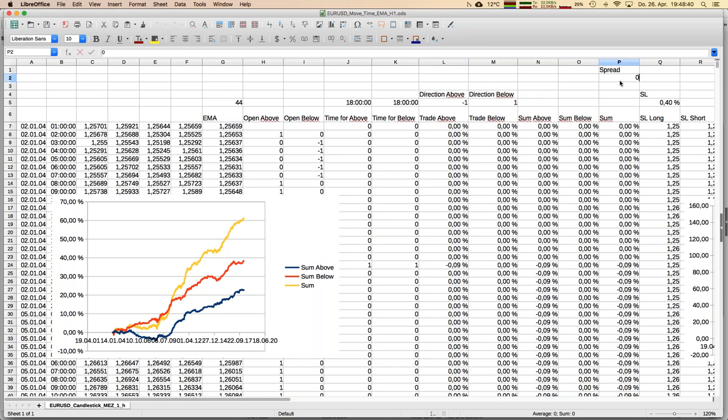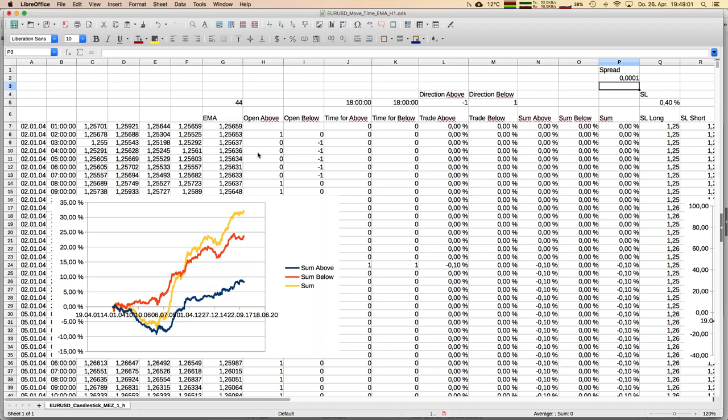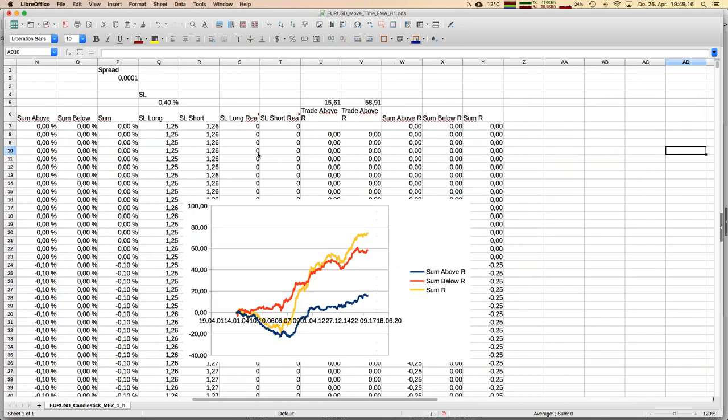Once again, we need to consider spreads as well. So if we go for a spread of 1 pip, which is fair enough and would already incorporate commissions as well, the strategy still works, as you will see in a second. It always takes a little bit of time because we have 90,000 candles within that Excel sheet, and therefore calculation needs some time. You see here just the percentage changes, or summing up the percentage changes, and here the results in R, in the risk unit R, and it works as well.